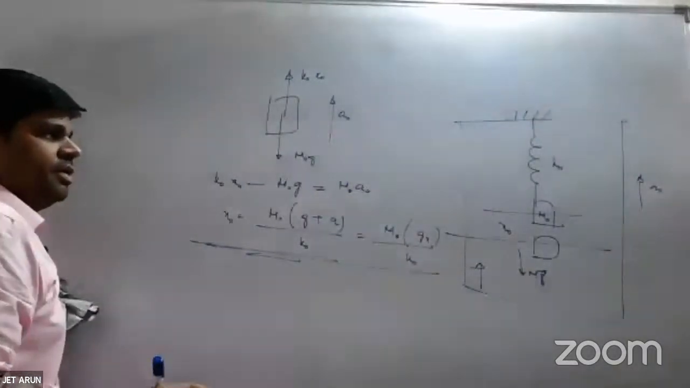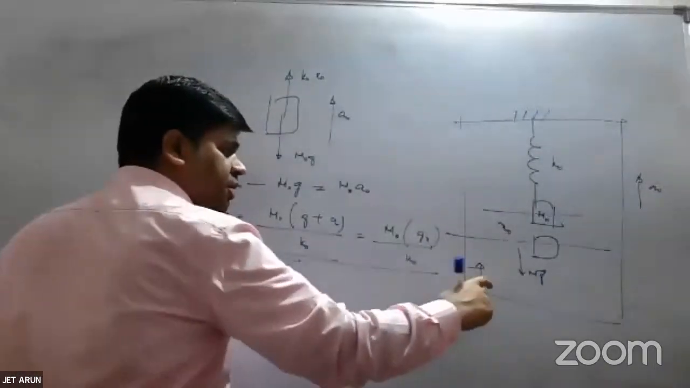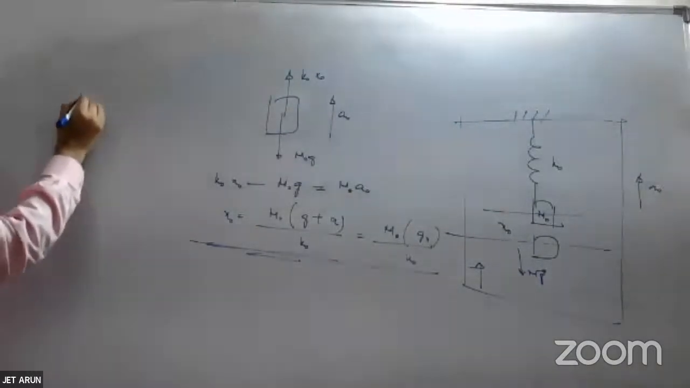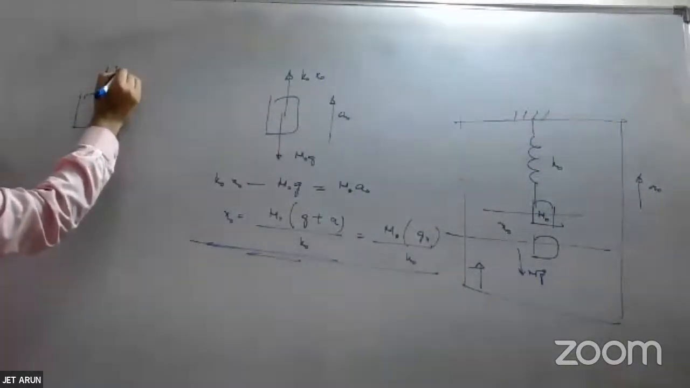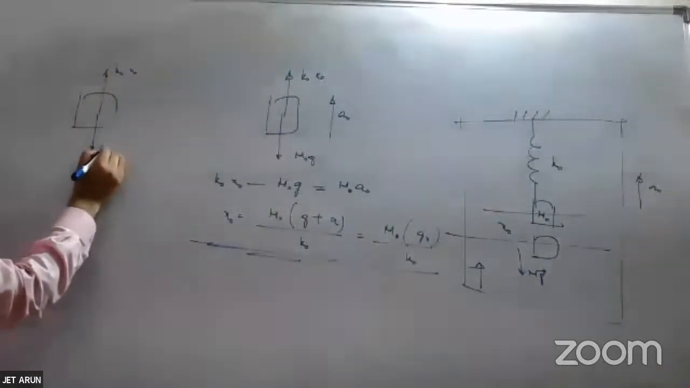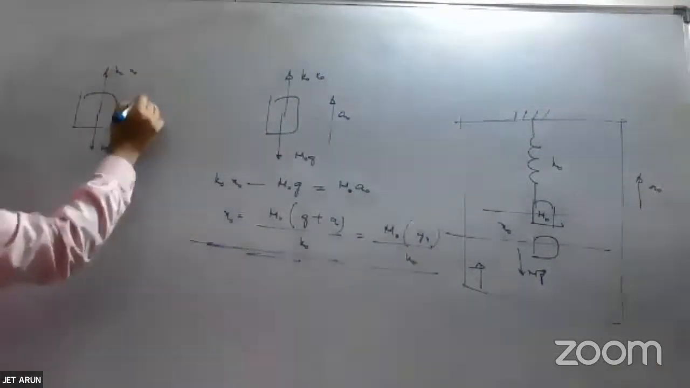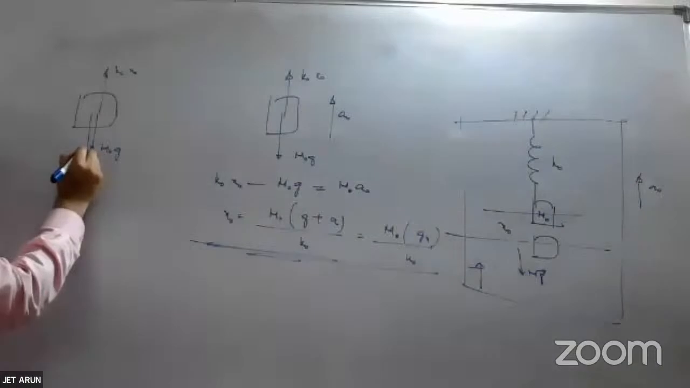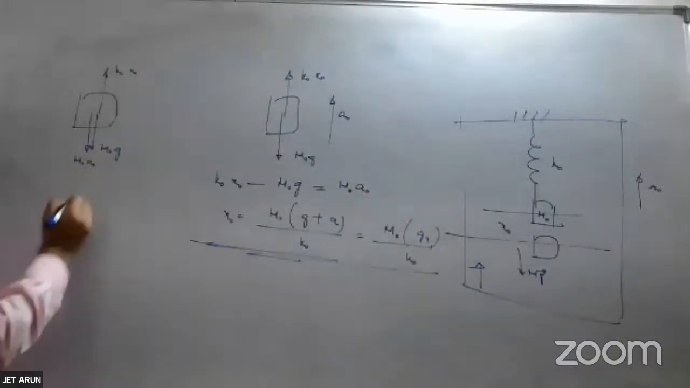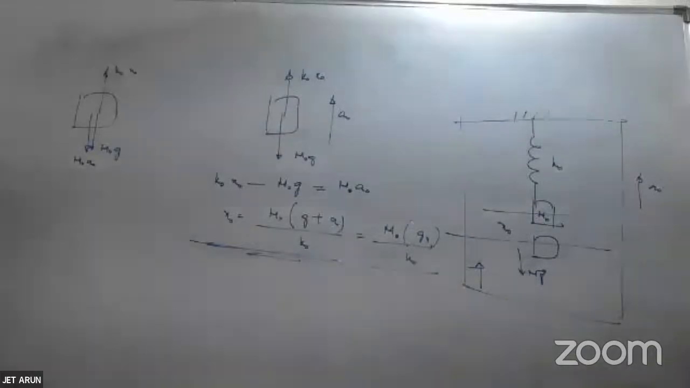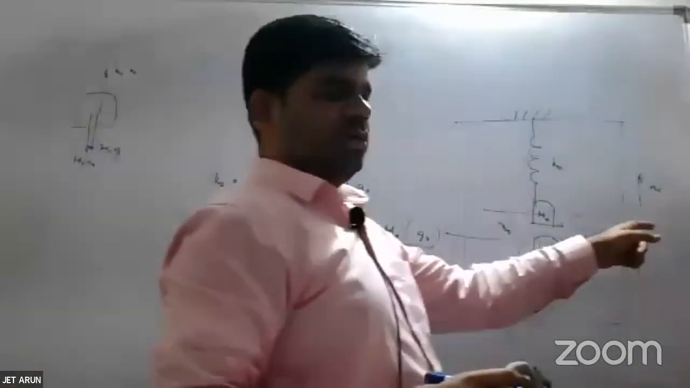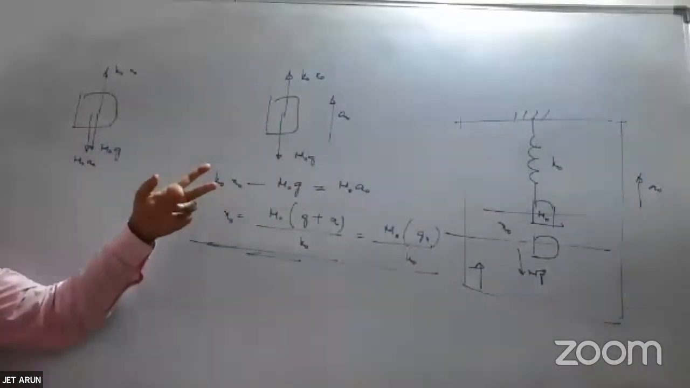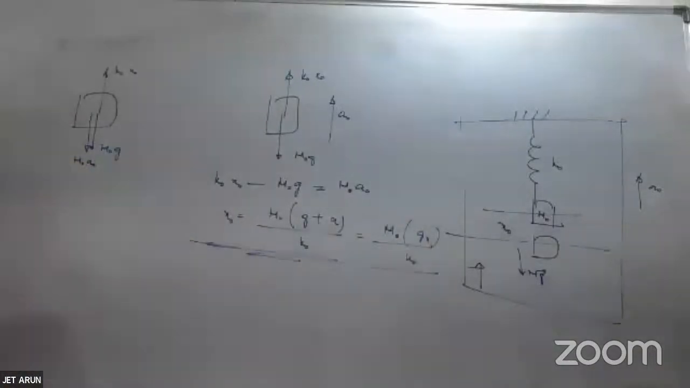If I draw the same FBD, choosing a reference frame as my lift, how will I get it? I'll do it here. k naught x naught, real forces will remain the same. m naught g. Now there is no acceleration. So MAD involves no acceleration. Acceleration is zero. But there's a pseudo force, which is m naught into a. Downward. Why is it downward? Because acceleration of the reference frame is upward. Pseudo force is opposite to the direction of the acceleration of the reference frame. So it's m naught a downward.